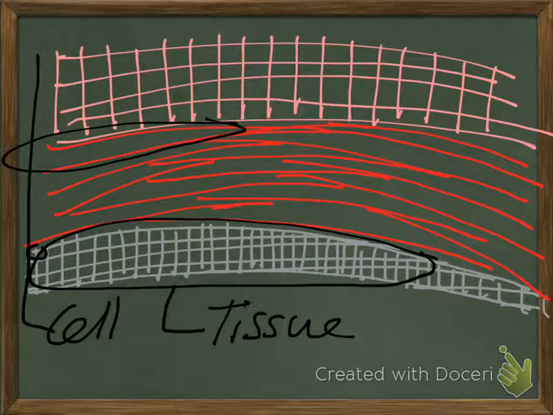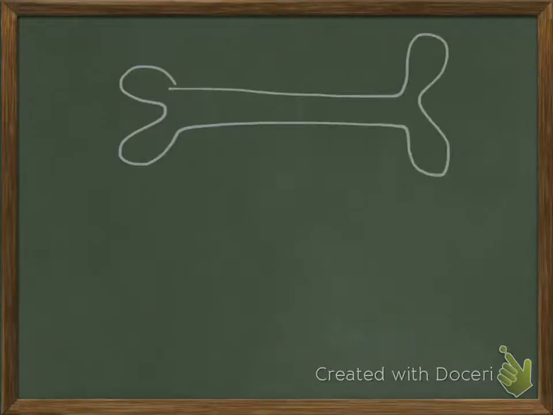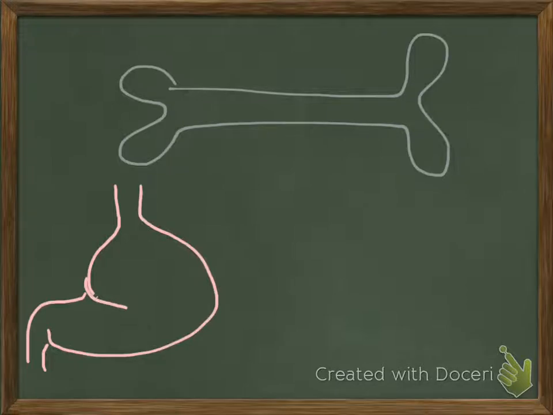Now, a bunch of these cells together, having the same function and the same appearance, is called a tissue. And a whole bunch of tissues together is called an organ. There are many examples of organs. For example, bones, or as we just saw, skin, stomach, and the brain, and many more.